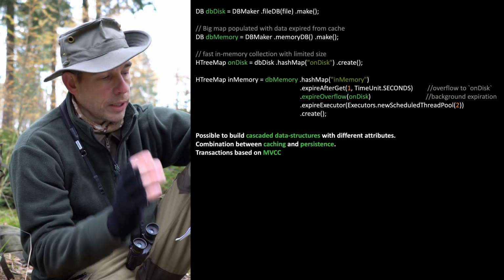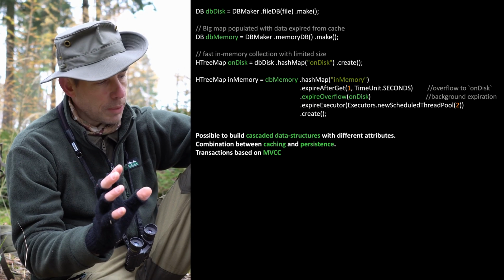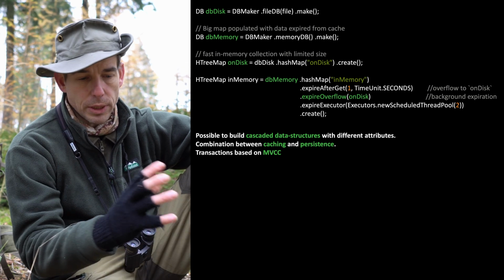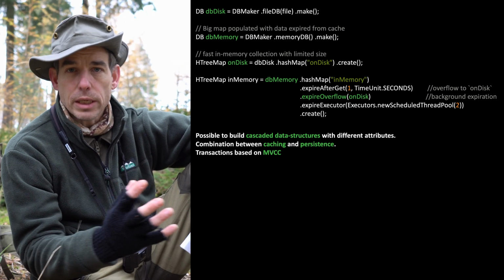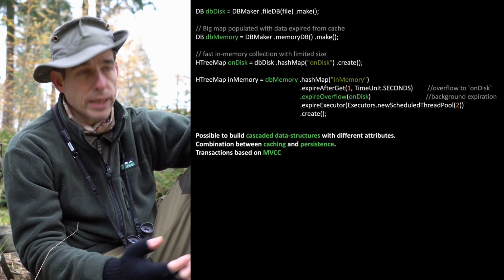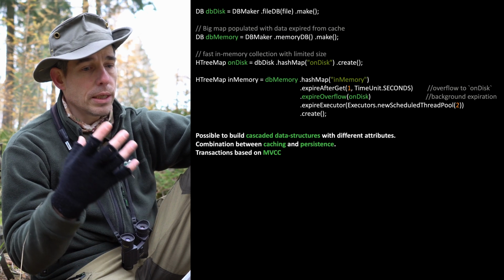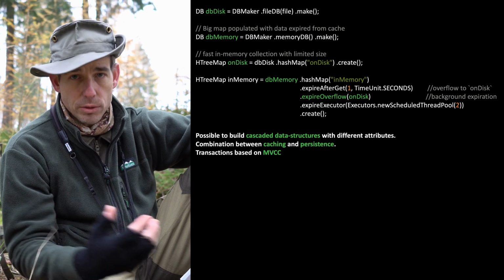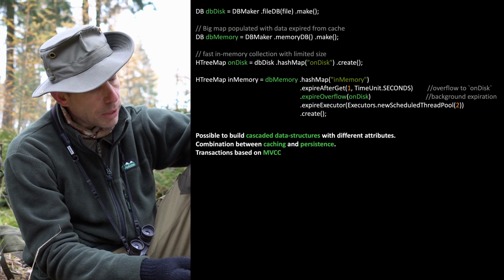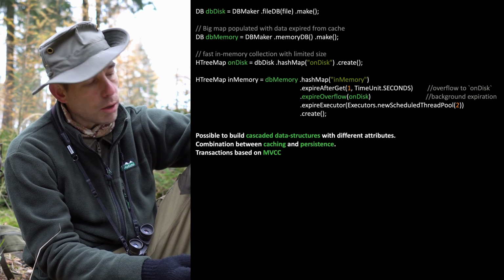So the first thing is you're creating this hash map, and then you have the possibility to configure the eviction algorithm. So how long it will take until the eviction algorithm is active. You can say something like the work of this eviction will be done by this dedicated executor pool, and so on. And you have the method expire overflow.